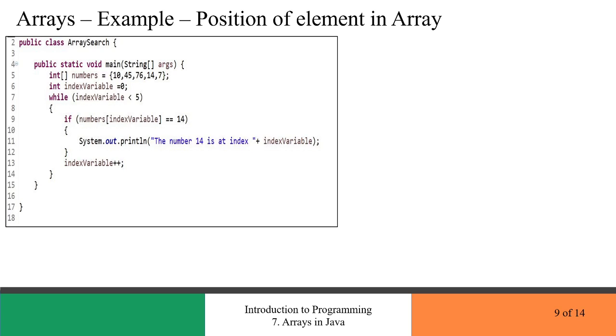At each stage, I am comparing the value of the element in the array to 14. If the value equals 14, the position is displayed as the number 14 is at index, followed by the index variable. But if the number is not equal to 14, nothing is done, and we just proceed to the next element in the array.